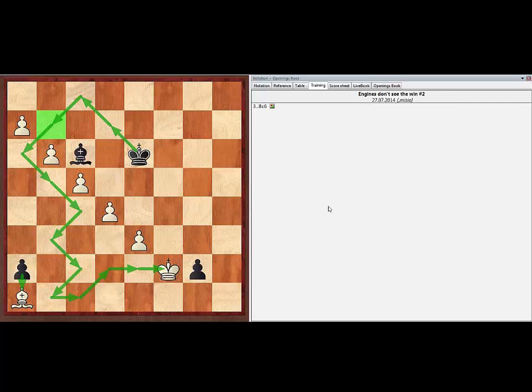That's it. You don't need to calculate variations in this game. You just think schematically. Just where do I need my king? Where do I need my bishop? The computers cannot do that.